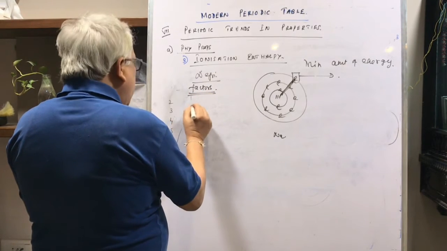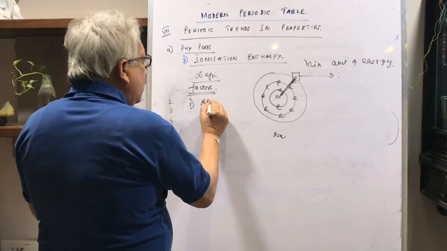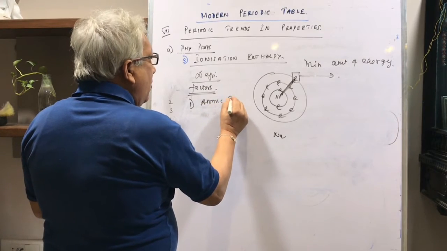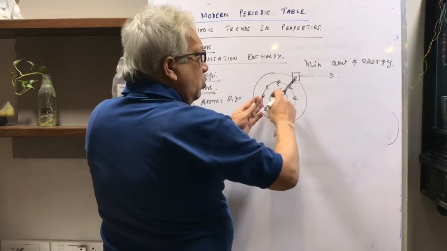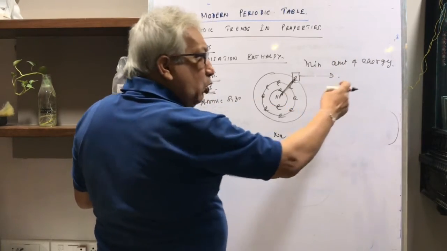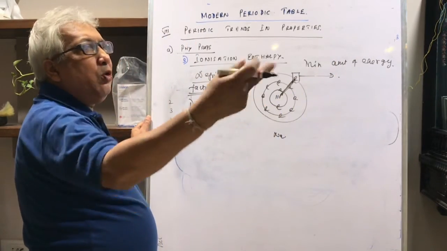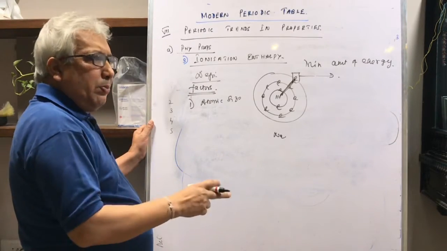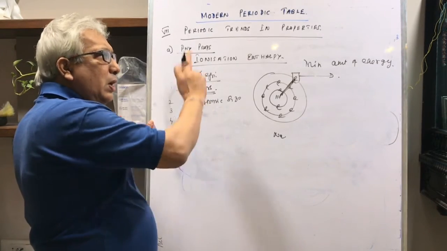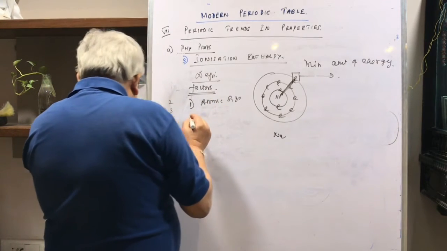Now first and foremost thing that will matter is atomic size. Try to understand, bigger the atomic size, more the distance between the nucleus and the electron, lesser will be the attraction, easily you will be able to remove the electron. That means lesser will be the ionization enthalpy. So bigger the atomic size, lesser the ionization enthalpy.